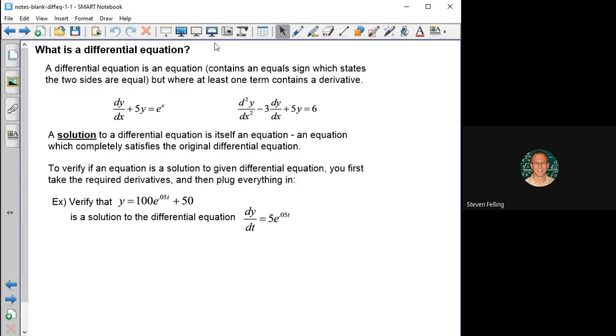So here's a couple of examples of differential equations, right? We've got dy/dx plus 5y equals e to the x. It's an equation, and there's a derivative in a term. This one has a second derivative as well as a first derivative as well as the function.